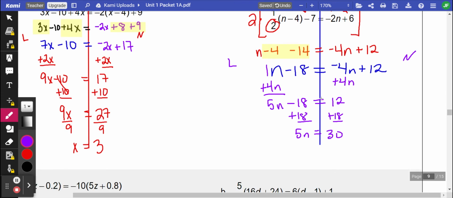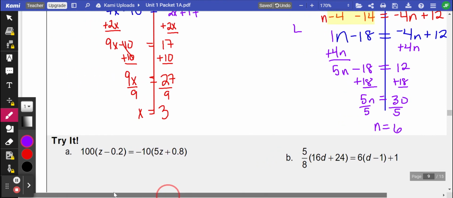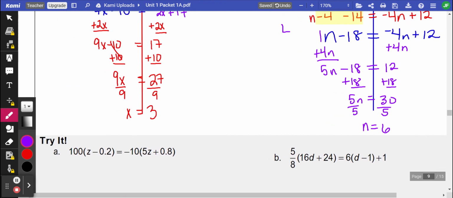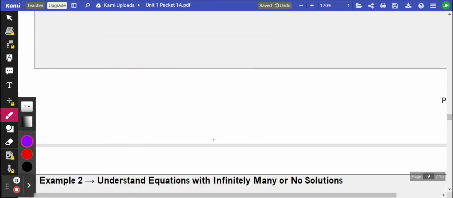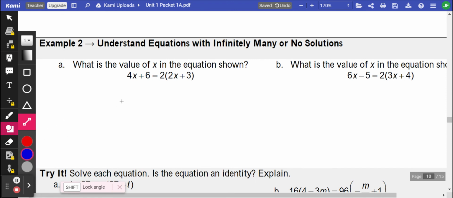Scroll down for a second. And then we need to divide by 5 on both sides. Okay, and that's it. There's a couple of tricky spots here. We'll talk about those in class to make sure you're okay with those. We're going to do 2 more because these are some special cases here.